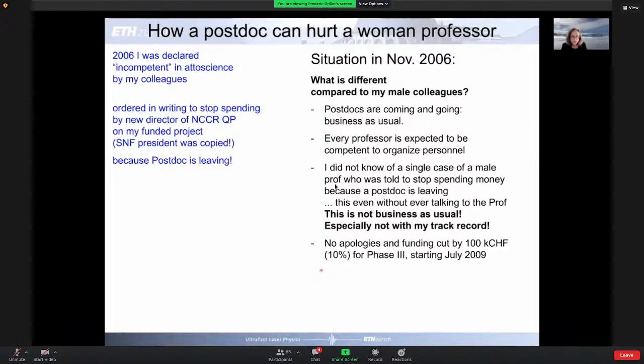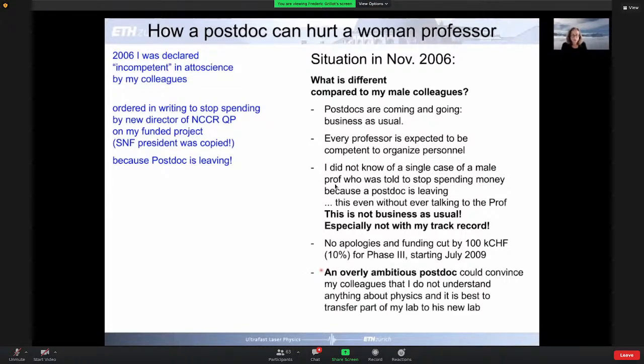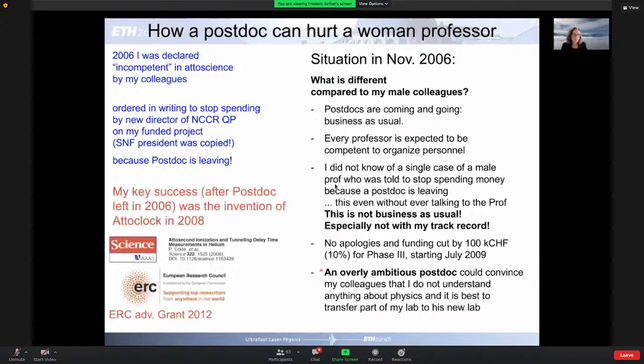I received no apologies, and ultimately funding was cut in the next phase of the NCCR. The fact was that an overly ambitious postdoc could convince my colleagues that I do not understand anything about physics, and that it was best to transfer part of my lab to his new lab because he was awarded an independent professor position. My key success after the postdoc left in 2006 was the invention of the upper clock in 2008, for which I received my first ERC grant.